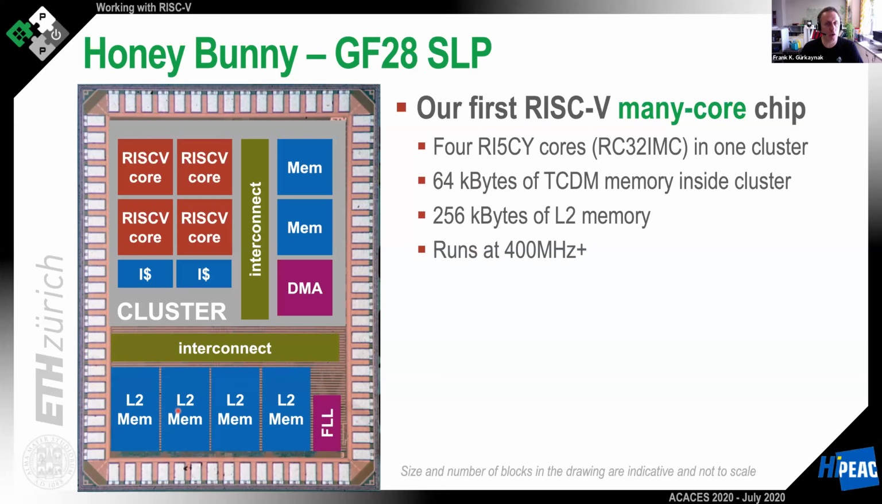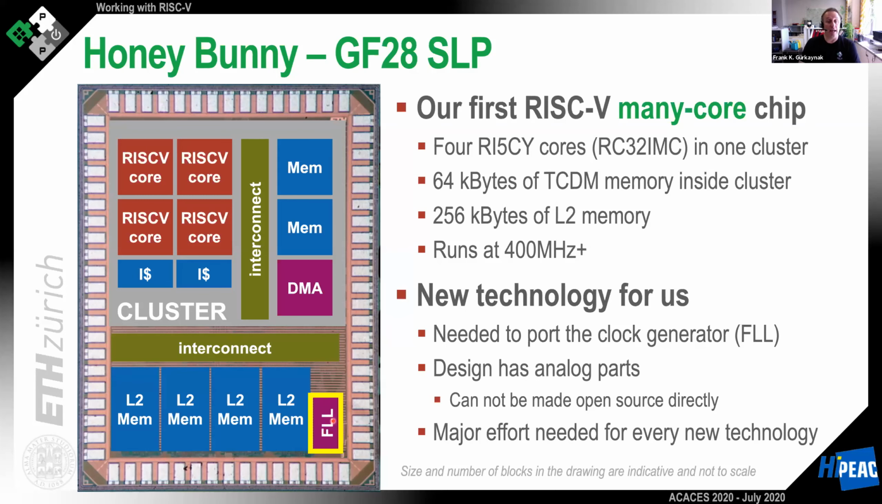At these speeds, if you want this thing to run on a board, it's not really very practical to bring the clock from an external source. You want to have something internally generated. And for this, we have designed our own frequency locked loop. It's not a phase locked loop, it's just a frequency locked loop. This was a new technology for us. Our previous chips were in 65 nanometers or in another technology, and the FLL we had was not adapted to this technology. So we needed to port the clock generator.